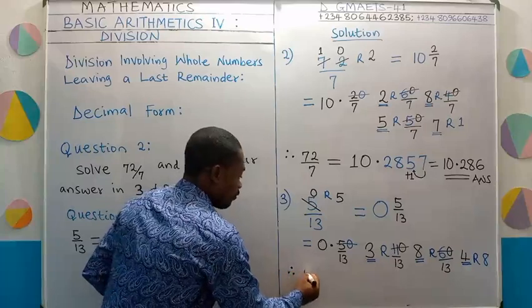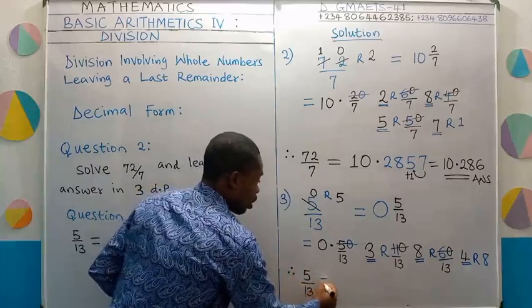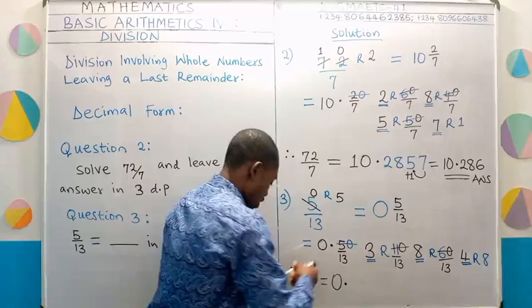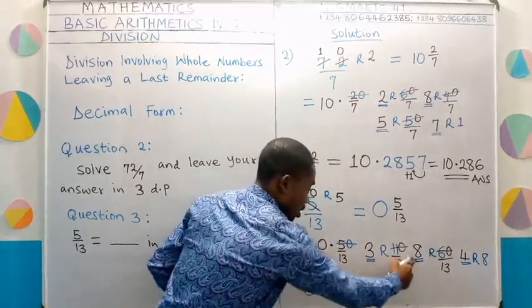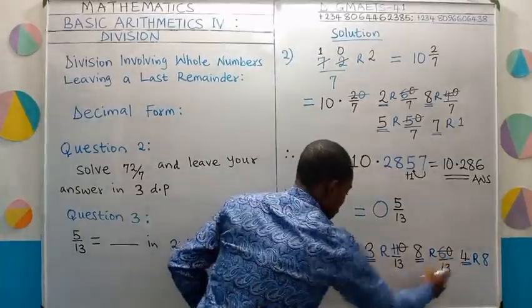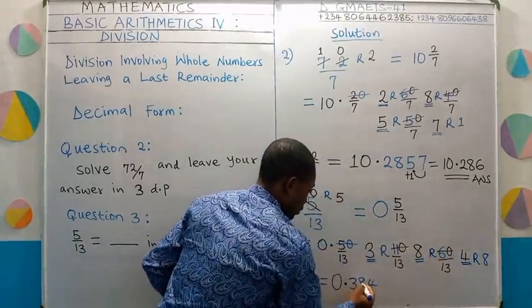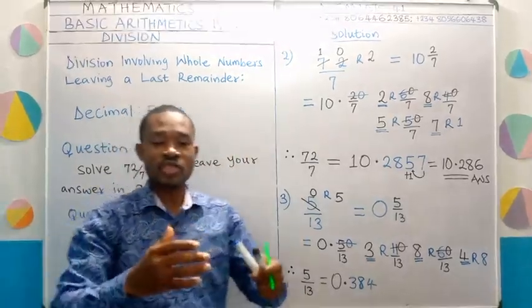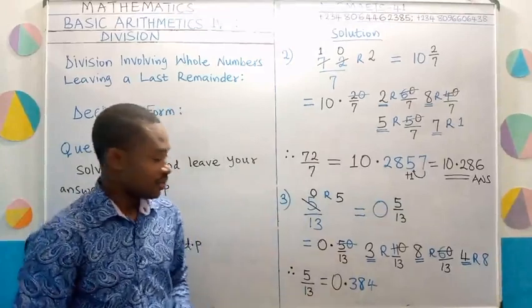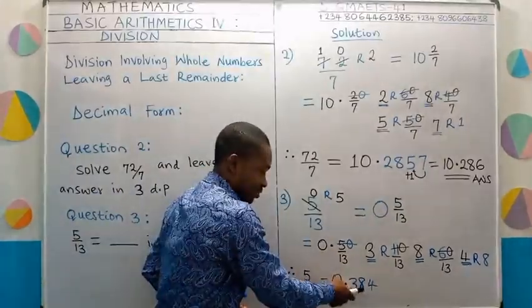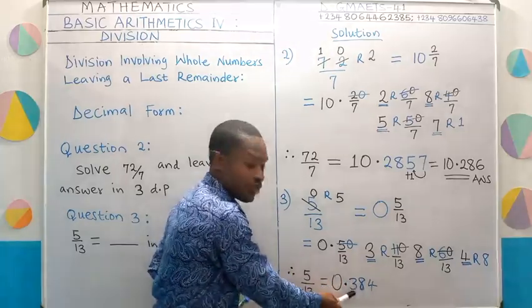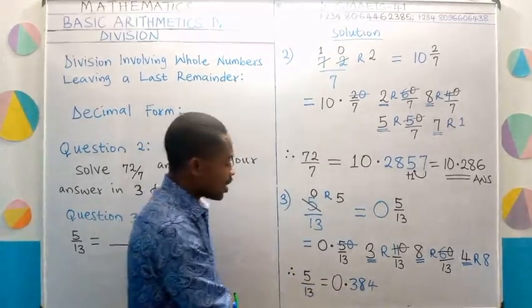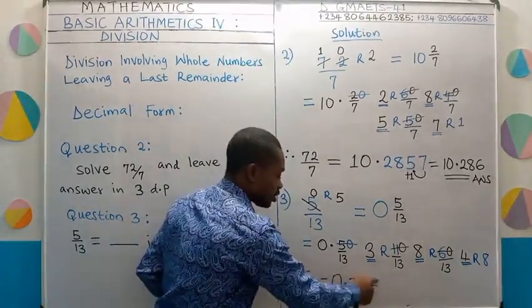Therefore, 5 divided by 13 is equal to 0.384. Good. Now I am to get my answer into decimal places. So I need this 3 and 8, because this is the first decimal digit or first decimal place, and this is the second decimal digit or second decimal place, alright? Now I will check this third decimal digit.